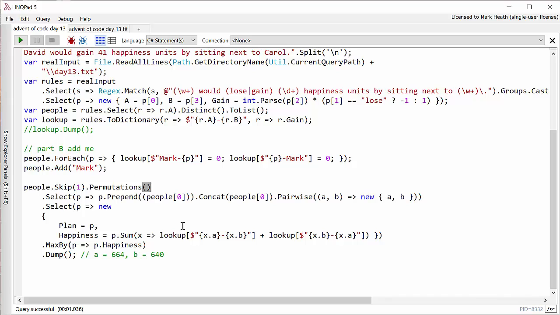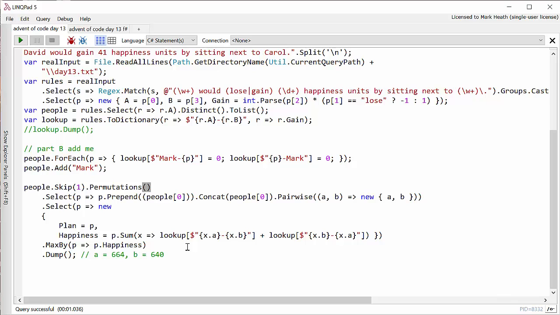And we have to remember that we are looking at both ways. So if Alice is sitting next to Bob, we must look up the happiness for Alice to Bob and Bob to Alice. Almost said Blob there. And add them together. And because I've selected this anonymous object, I can't just use max.